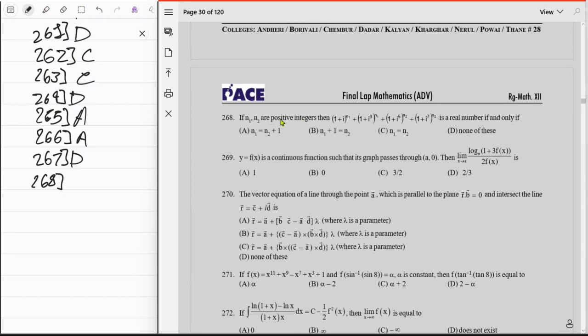Let n1 and n2 be positive integers, then this thing is a real number if and only if this is a real number: (1 plus iota) to the n1, okay, it's like 1 plus iota, then 1 minus iota, then 1 minus, wait no, it's like 1 plus iota, once again this is 1 minus iota, right, minus iota. This looks like I've seen this somewhere, oh yeah, I have seen this somewhere, of course. Okay, this is a real number if and only if.